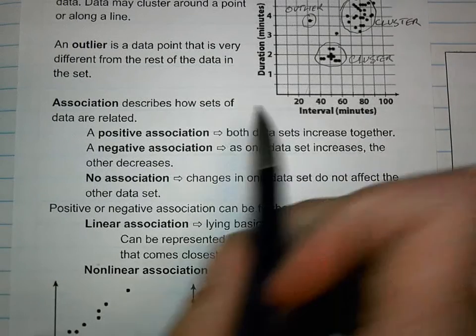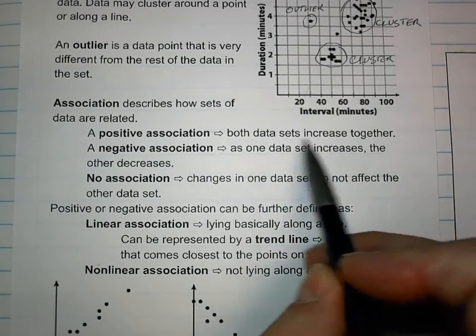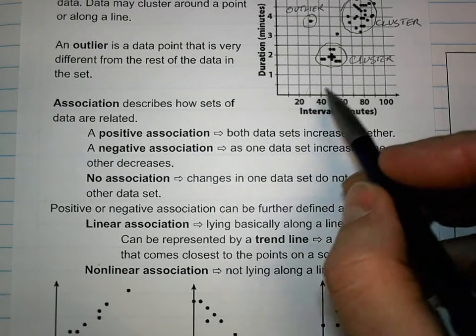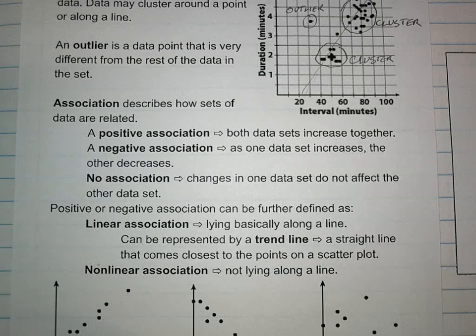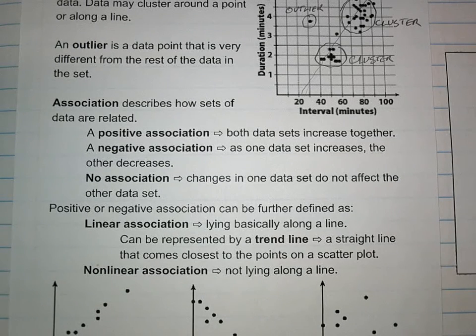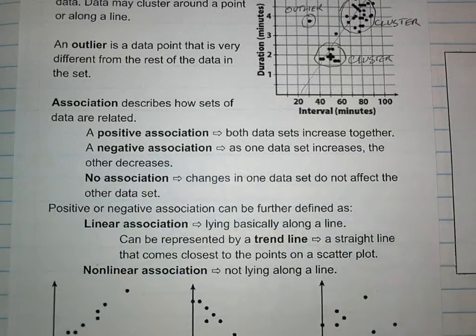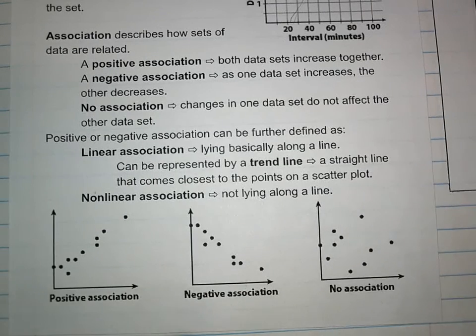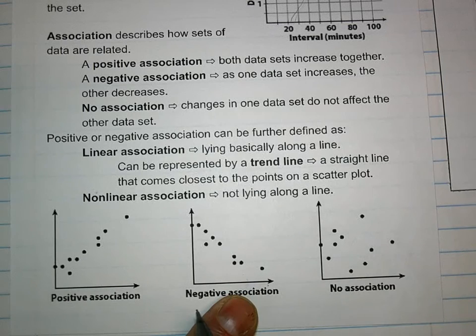So, when we talk positive association, it means both sets increase together. This is a positive association. You'll look at this. This is roughly a line like this, if I drew a line through it, right? As one point rises, the other point rises too. A negative association, if you look at the very bottom of the page, is when as one point rises, the other point decreases.